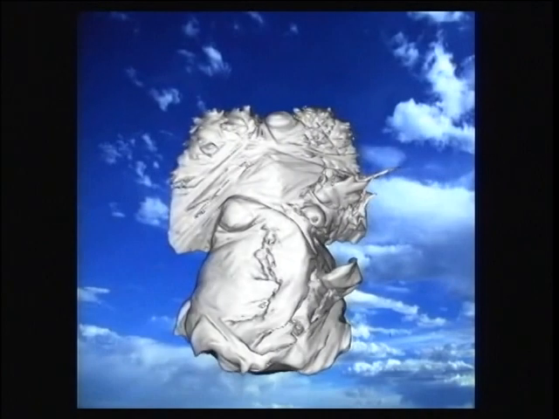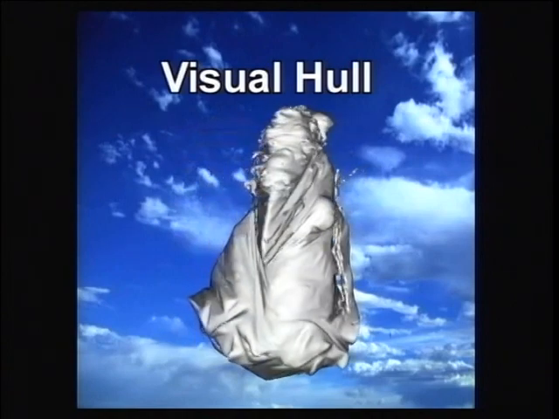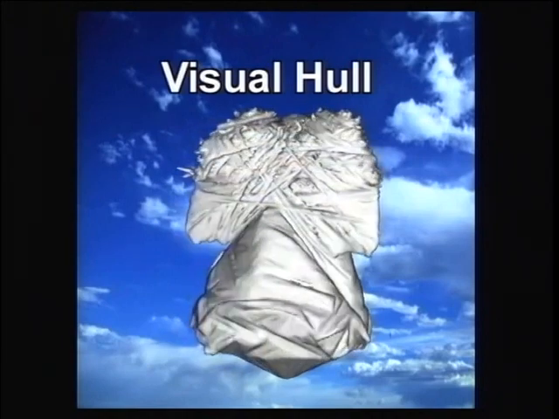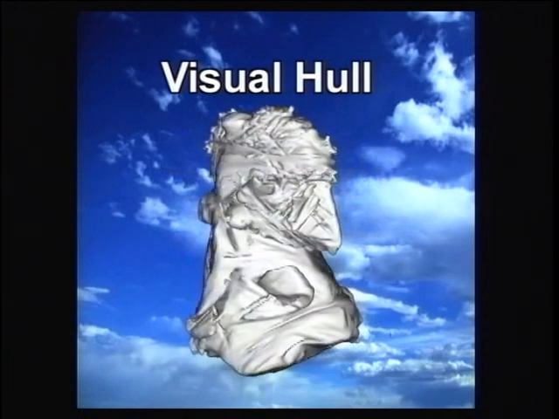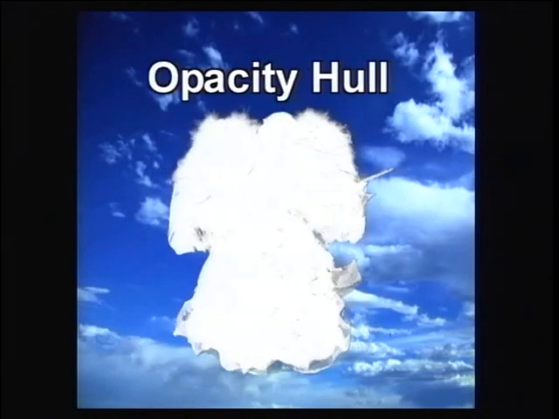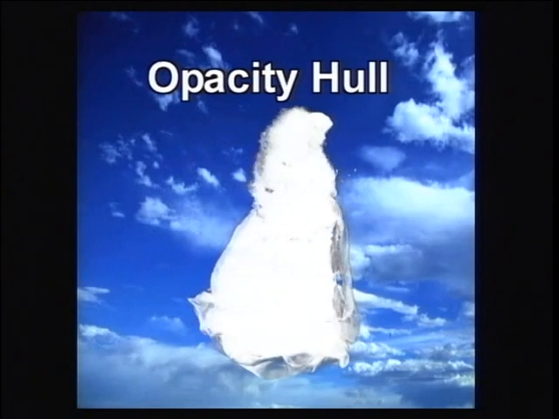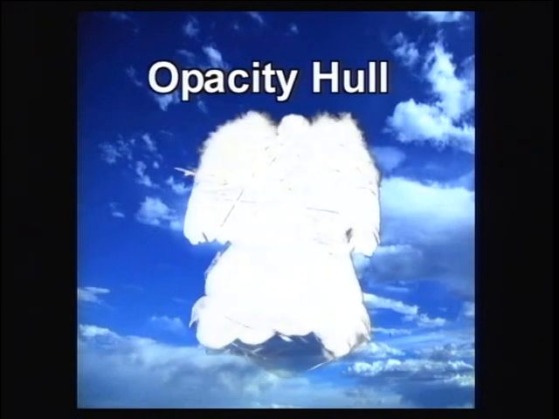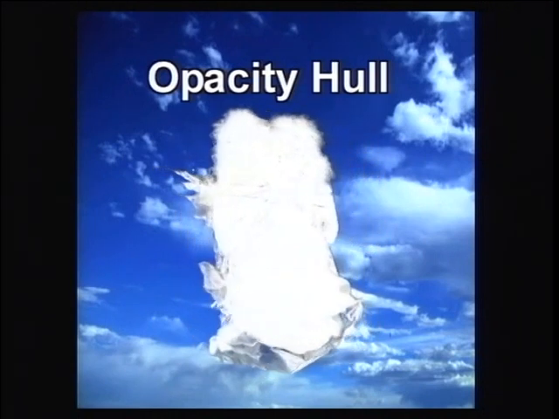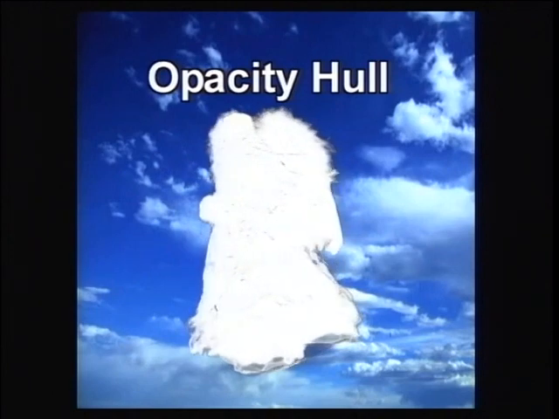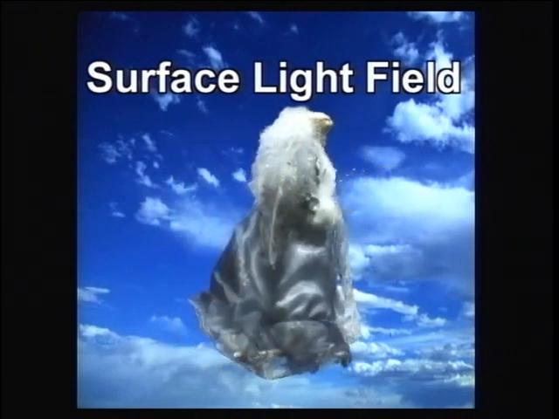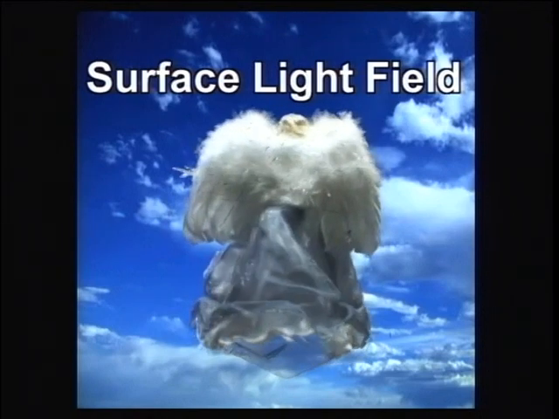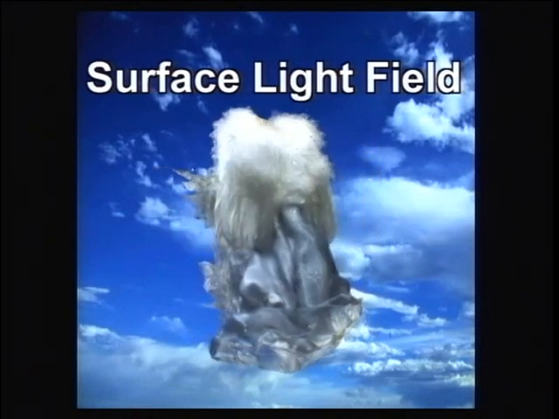We use the acquired silhouette images to construct a visual hull of the object. As can be seen in this image, the visual hull is only a rough approximation to the surface geometry. To capture fine silhouette detail, we map view-dependent opacity onto each surface point of the visual hull. We call this new shape representation the opacity hull. Finally, we map the captured images of the object onto the opacity hull. The view-dependent radiance at each surface point is called a surface light field.